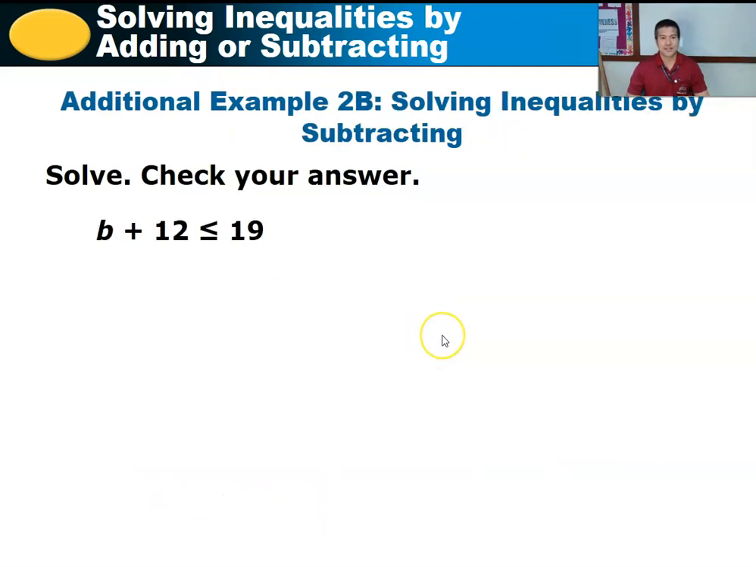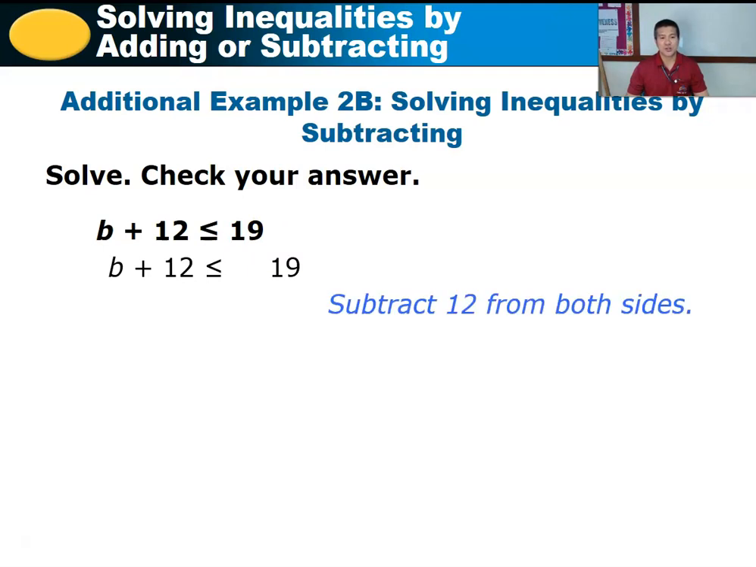How about this one? Let's try another problem. b plus 12 less than or equal to 19. We subtract both sides by 12, and then we have b less than or equal to 7. So all the values we're going to use are less than or equal to 7, going to negative infinity.